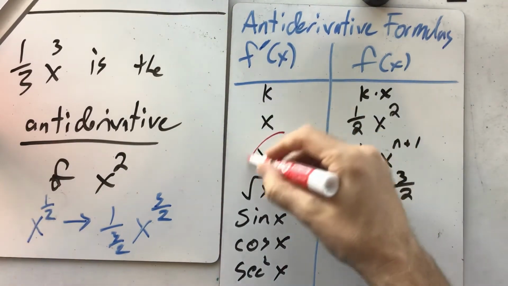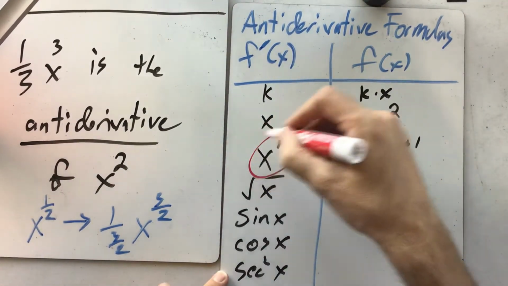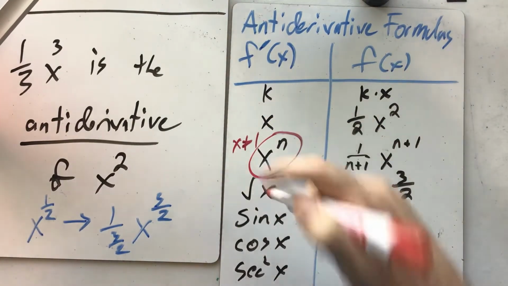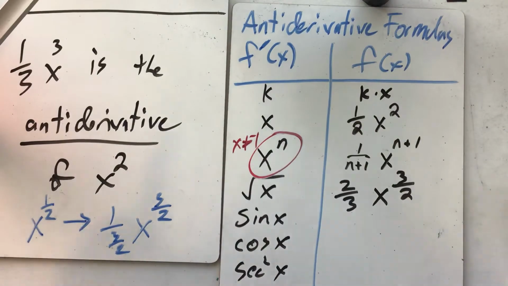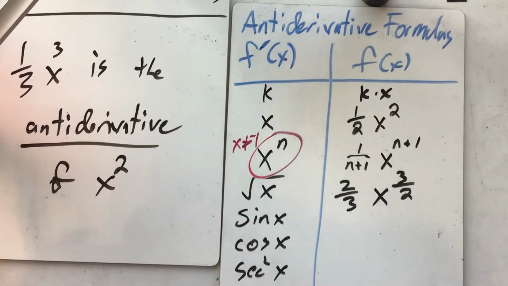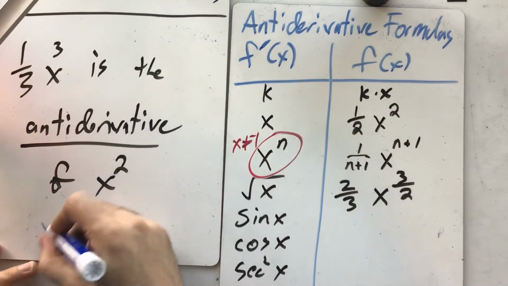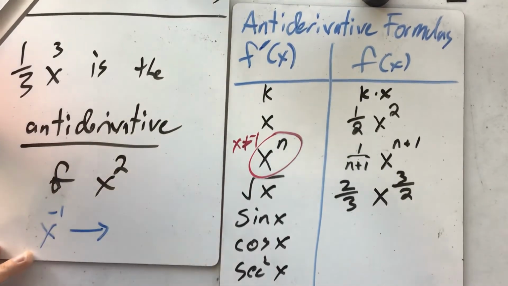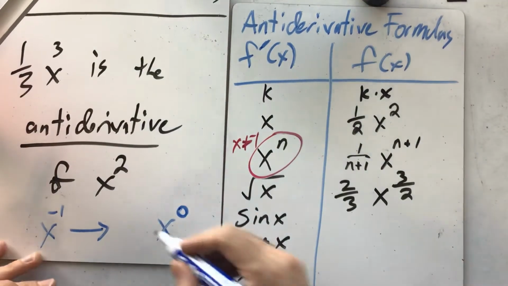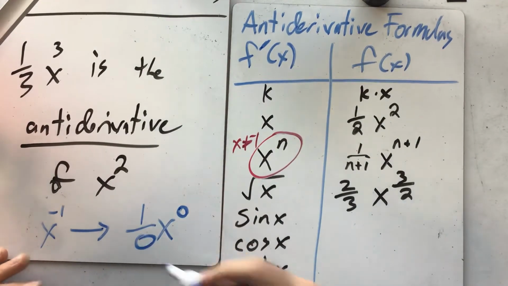By the way, there's one number that doesn't work for this. So this one right here only works if x is not equal to negative 1. So x equal to negative 1 is a problem. Let's see why x equals negative 1 causes a problem. So what if we have x to the negative 1? What do we get when we do this process? Well, you add 1 to it and get 0. And then in front, you have 1 divided by 0.